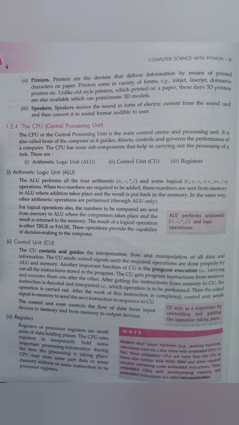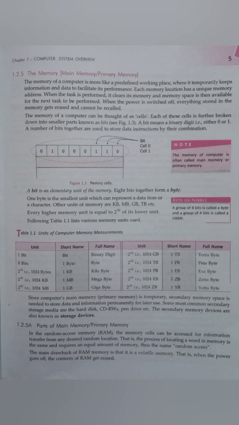And even more, control unit is responsible for controlling the flow of data from input devices to memory and from memory to output devices. Then third subcomponent is registers. Registers are basically there in computers to temporarily hold some important processing information or some part of data or some memory addresses or some instructions in them.